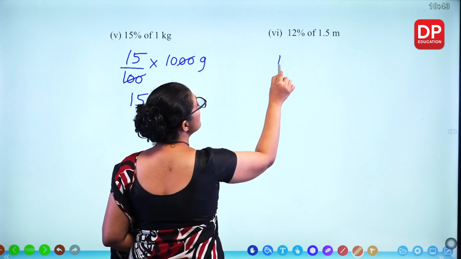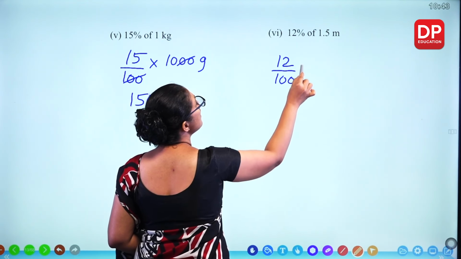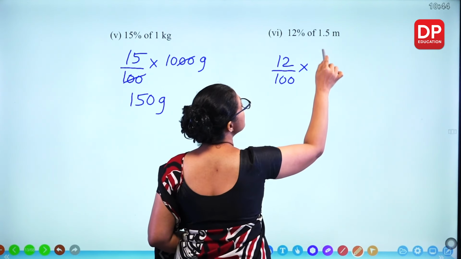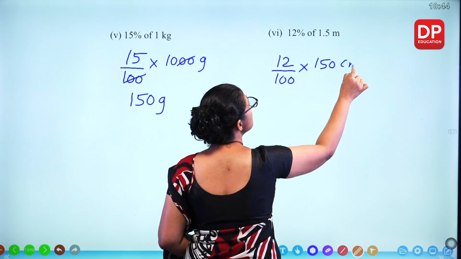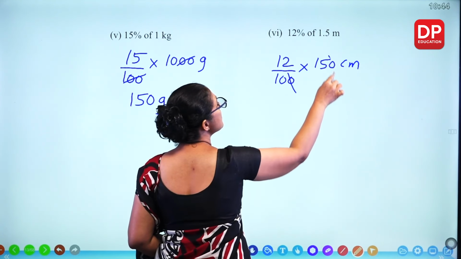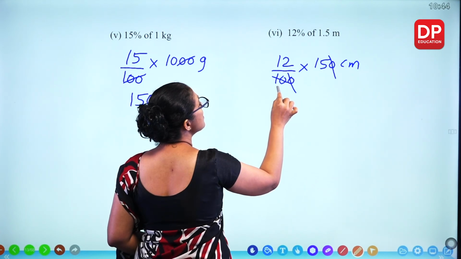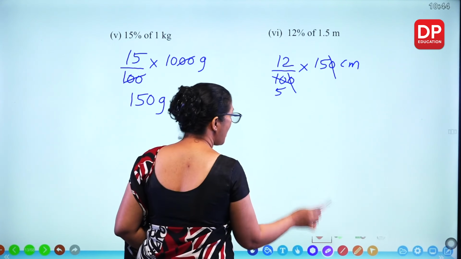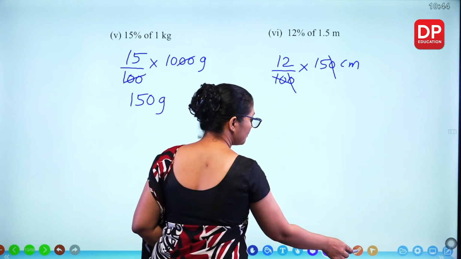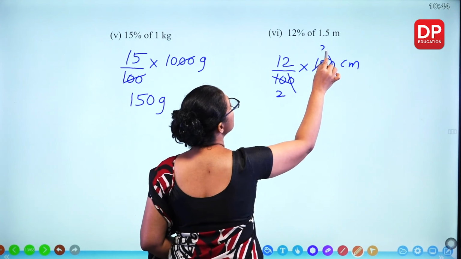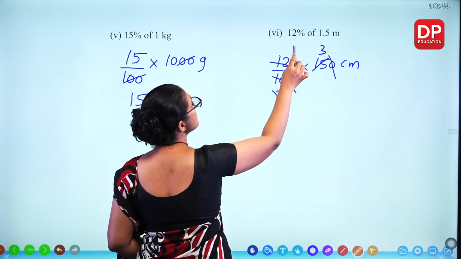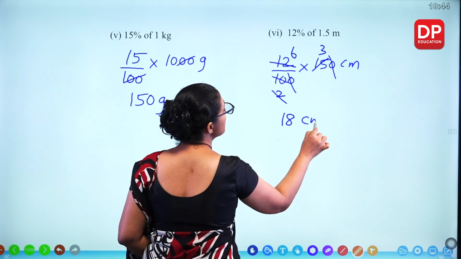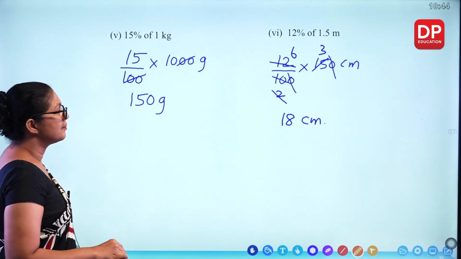This one 12%, 12 over 100 into, I'll convert meters to centimeters. 1.5 meters is the same as 150 centimeters. Now simplify 0 and divide by 2, divide by 5. Divide by 5, this is 2, divide by 5, 3. Then 2 and 6, you get 6 times 3, 18 centimeters is the answer.